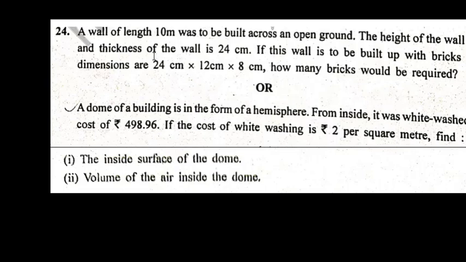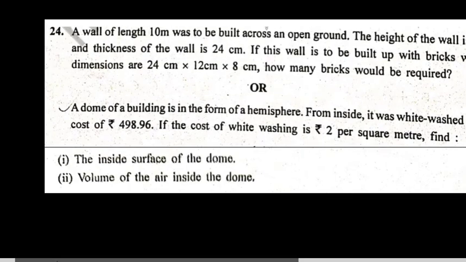Or other question they have given, a dome of building is in the form of hemisphere. From inside it was whitewashed at a cost of rupees 498.96. If the cost of whitewashing is rupees 2 per square meter, find the inside surface of the dome and volume of air inside the dome. Okay, so I will try to cover both the questions.